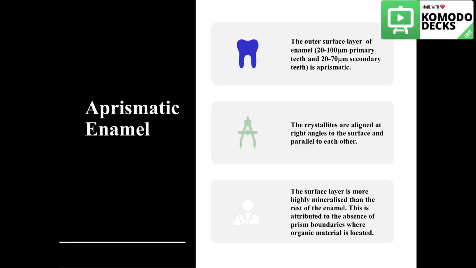The outer surface layer of enamel, about 20 to 70 micrometers in secondary teeth, is aprismatic. The crystallites are aligned at right angles to the surface and parallel to each other. That's why the surface layer is more highly mineralized than the rest of the enamel. This is attributed to the absence of prism boundaries where the organic material is located, as I have mentioned earlier.